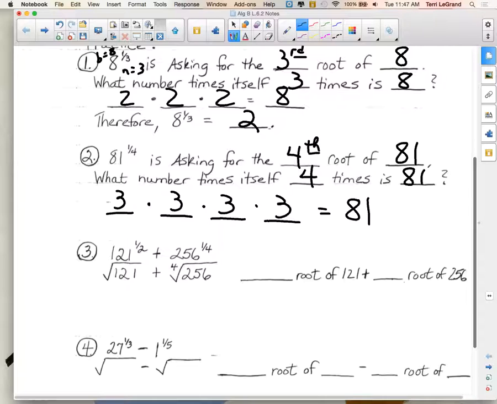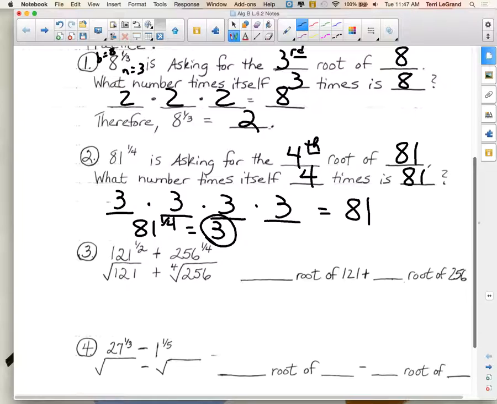We're going to say, well then, that's my work that shows that 81 to the 1/4 power equals? 3. That's our final answer, isn't it? 81 to the 1/4 power equals 3. What times itself 4 times gives you 81.